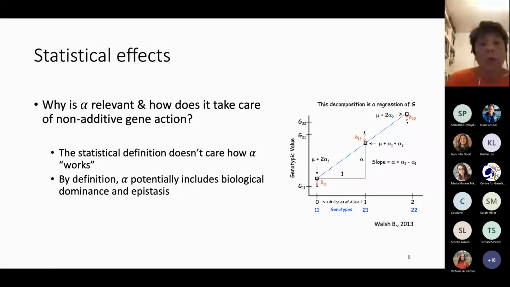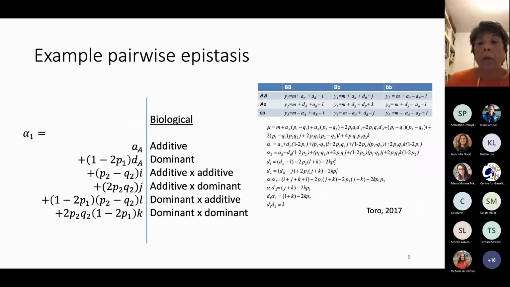For instance, you have here an example with a pairwise epistasis that I took from a slide from my colleague Miguel Toro from Spain. And you can see here that you have the substitution effect, and in this substitution effect alpha 1, you have different biological effects. You have the additive, the dominant, and all the epistatic effects, additive by dominance, and so on.